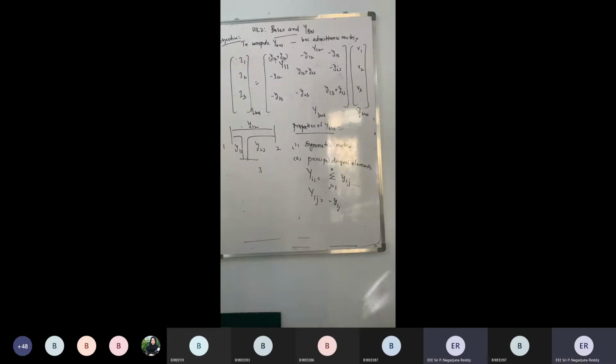This is it. Let us suppose if I take capital Y2, what will it become? -1. So whatever Y23 value is there in the problem, I'll apply a negate sign and I will write it down. So principal diagonal elements are computed as the summation of all elements connected to that particular bus, whereas off diagonal elements are computed with the help of the negation of the elements which are connected between the buses.